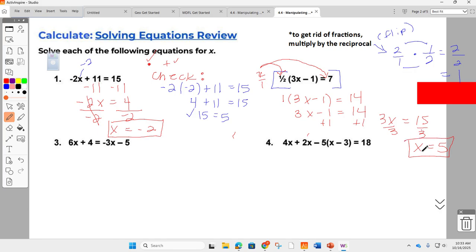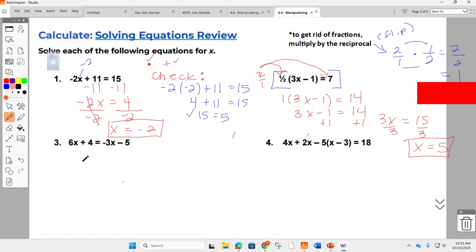If I plug 5 into there, will I make the left side equal to the right side? I'm not going to make you write it down. And I'll tell you 3 times 5 is 15. Minus 1 is 14. What is 1/2 of 14? 7. So that would make our equation a true statement. It would satisfy the equation. So that's always the goal.